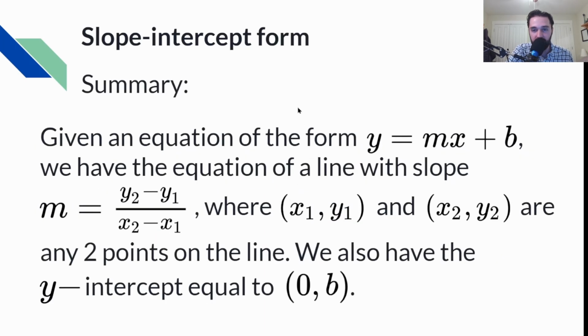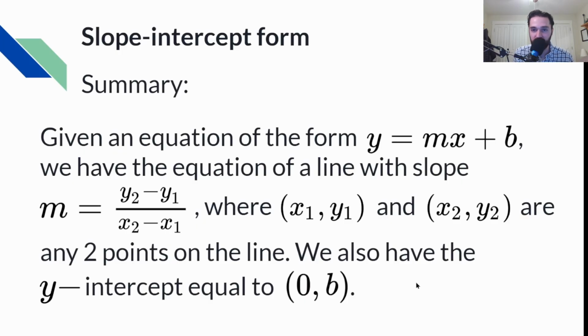Okay, so in summary, given an equation of the form y equals mx plus b, we have the equation of a line with slope m, where these 2 points are any 2 points on the line. Okay, we also have the y-intercept equal to (0, b).